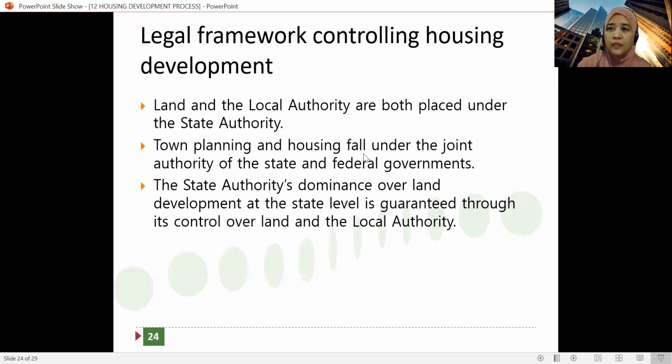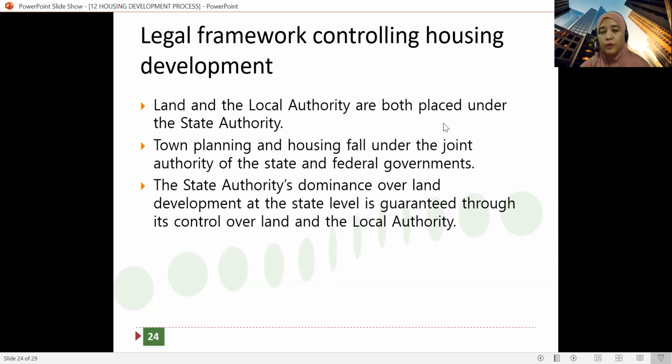Itu maksud dia. Now, town planning you cannot do without land. Housing you cannot build without land. So itu sudah ada satu complexity lah, satu kesusahan di situ. Kalau you kata land and local authority are under state authority, town planning, housing you buat pula joint. It's under both state and federal governments. At the end of the day, since land is under state authority, that means that town planning and housing authority falls banyak kepada state side rather than the federal government side.